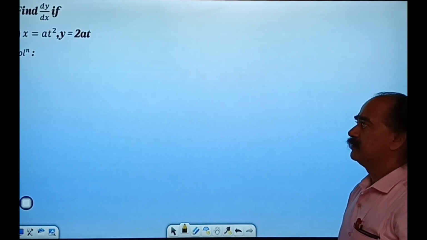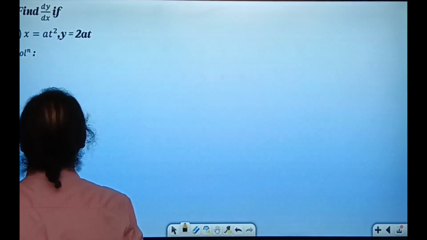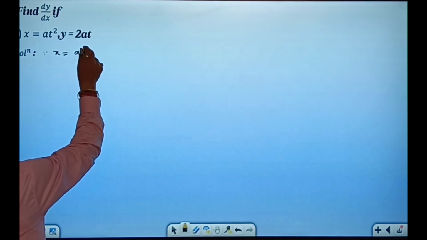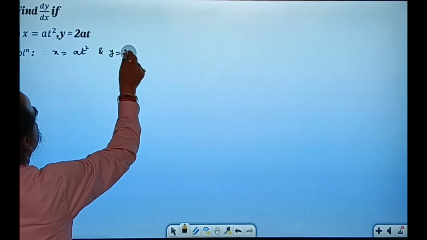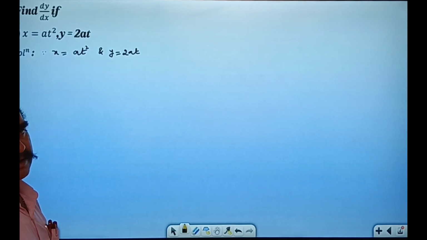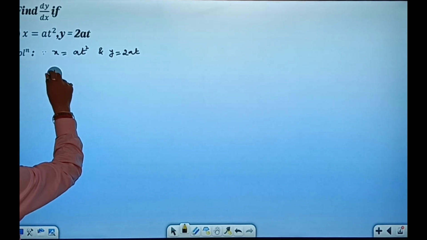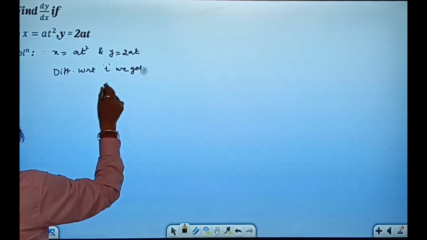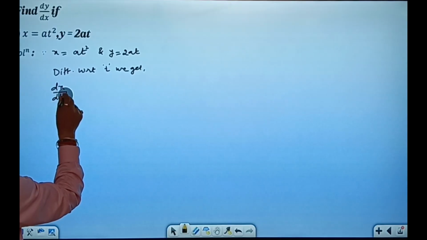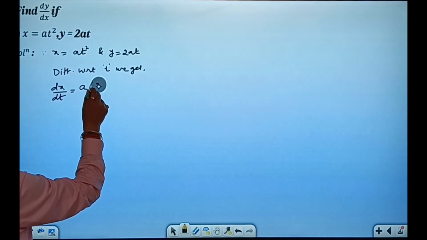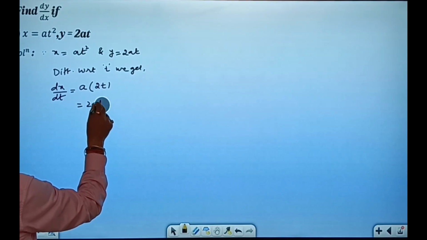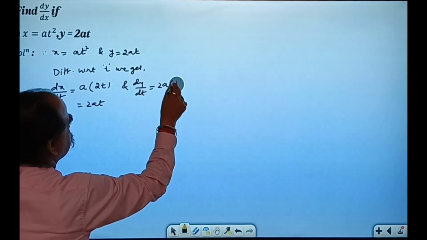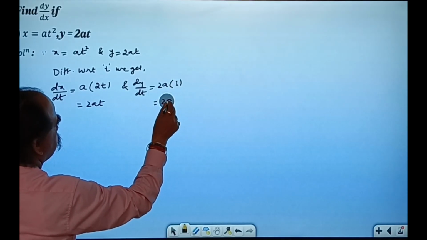Now we'll do problems based on parametric functions. x is what? a t square, and y is what? 2at. Here both x and y are differentiable functions of t. So differentiating with respect to t, we get dx by dt is what? a constant, take outside, derivative of t square is 2t, which is 2at. And dy by dt is what? 2a constant, take outside, derivative of t is what? 1, which is 2a.